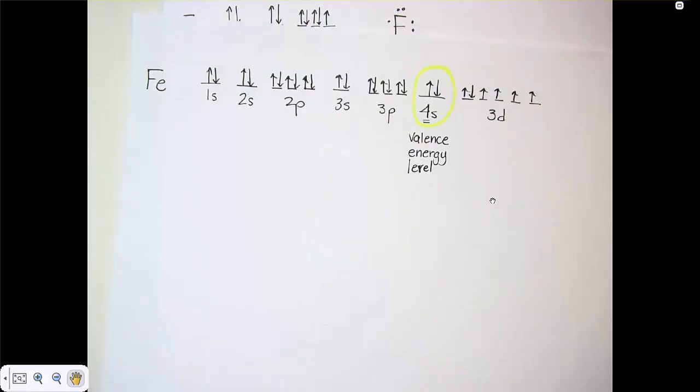Okay, so that was your short clip on orbital notations. There's more information in your book in Chapter 5, Section 3 if you want to read that.